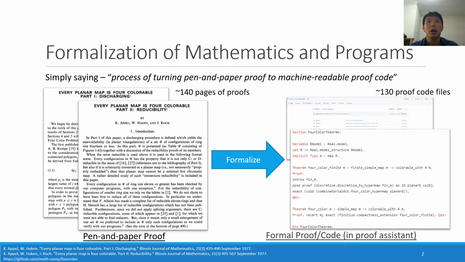Although both require a lot of effort in producing them, using formal proof has an advantage in terms of the time and effort used to verify them. For the pen and paper proof, it requires a mathematician of the specific field to verify the 140 pages of proofs manually. However, whenever we have formal proofs, the 130 proof codes can be formally, automatically, and almost immediately verified by the proof assistant itself.